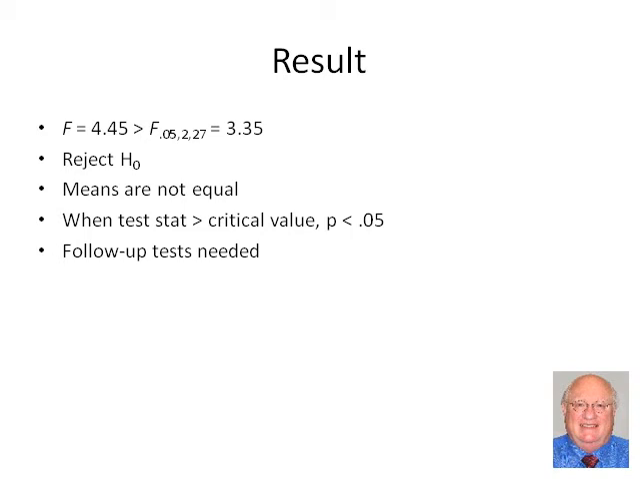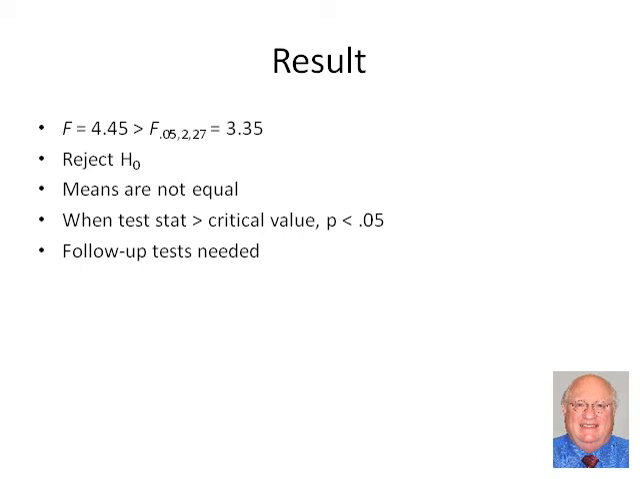Because the test statistic F equals 4.54, this exceeds the critical value F equal to 3.35. As a result, we would reject the null hypothesis and conclude that the means do not equal each other, or that the means do not come from the same population.